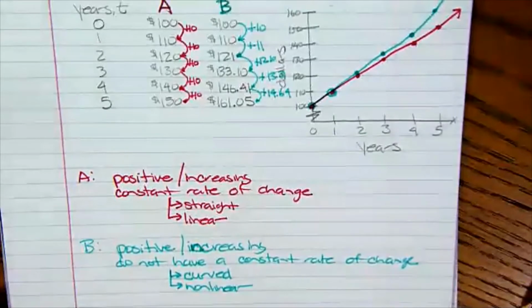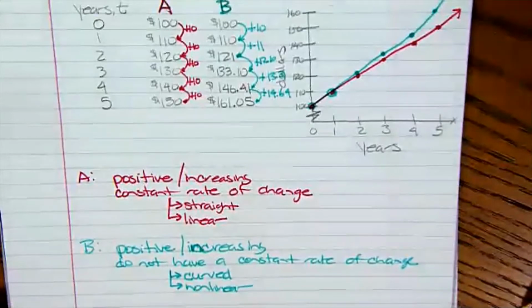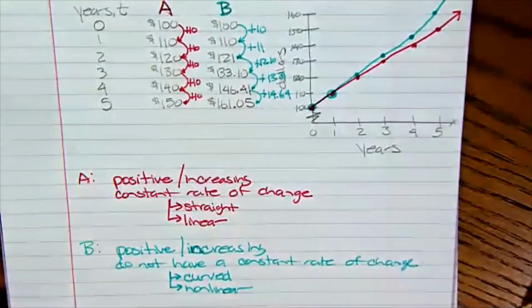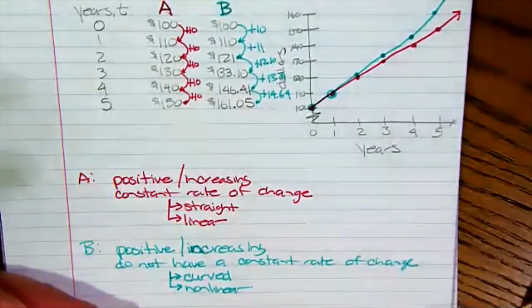And this is real life. People ask, when are we going to use linear and nonlinear functions? Well, banks use them every day to determine simple interest versus compound interest. How does this affect you?